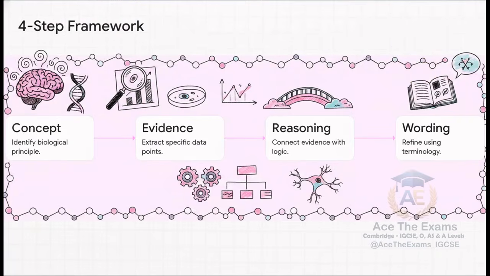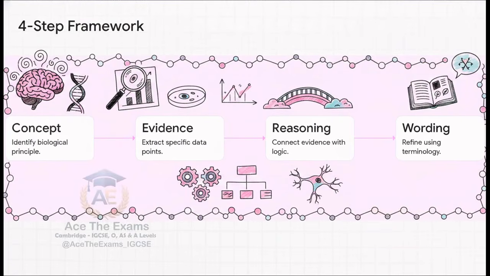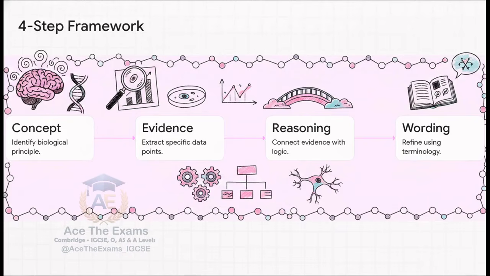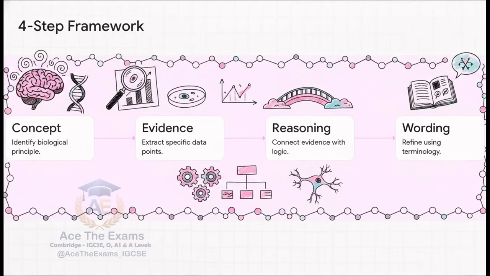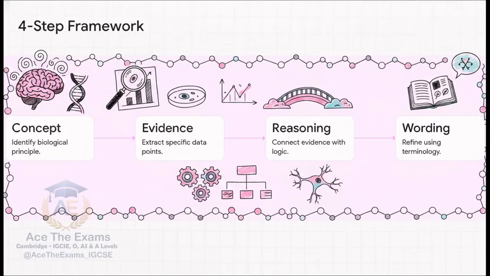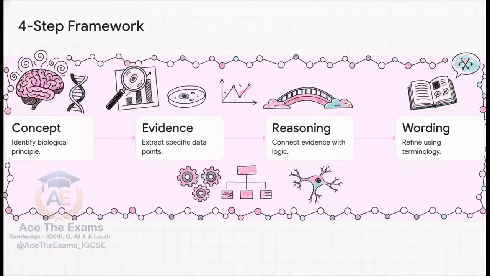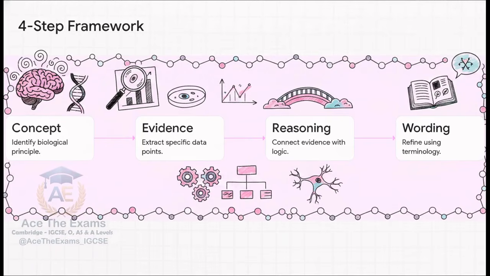Think of this 4-step sequence as your universal toolkit for literally any complex question. Step 1, concept. You have to identify the underlying biological principle. Step 2, evidence. Pull those specific data points right out of the stimulus. Step 3 is reasoning. This is where you connect your evidence back to the concept using rock-solid causal logic. And step 4, wording. Refine it all using that syllabus-specific terminology. Using this forces you to rely on evidence-based logic, which totally transforms a superficial answer into a highly analytical one.